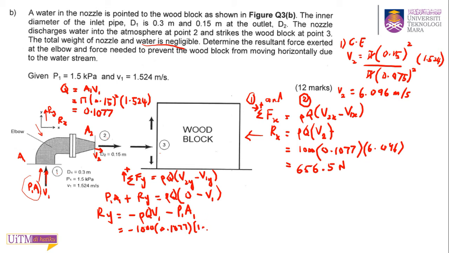1.524 minus 24 minus P1 is 1.5 times 1000 times A1 is pi times 0.15 squared. So berapa nilai RY?